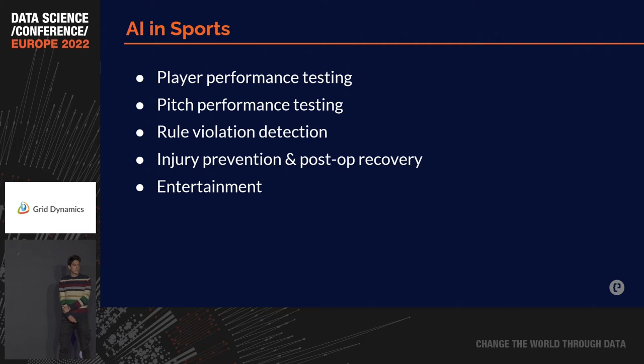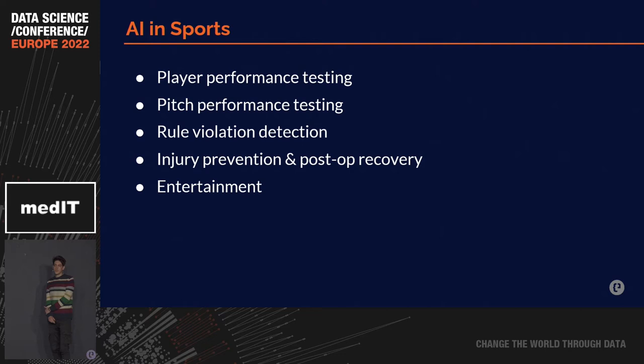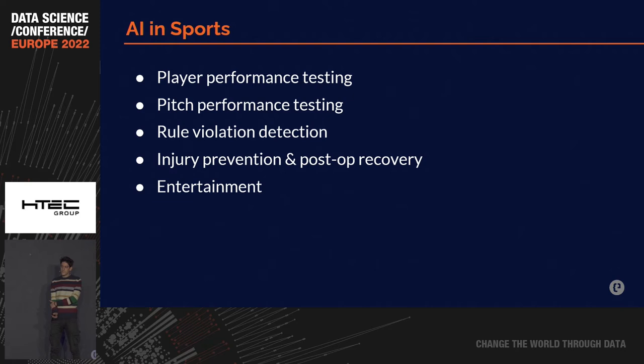One of the major usages of AI in sports is player performance testing, where the main focus is on the player and their performance and trying to find ways to optimize their game. The other one, very important too, is pitch performance testing, because if you have quality fields, you can also have the conditions for that sport to evolve. Another one, which I'm going to focus on most of today, is rule violation detection, and it can help all parties involved: players, coaches, and of course referees.